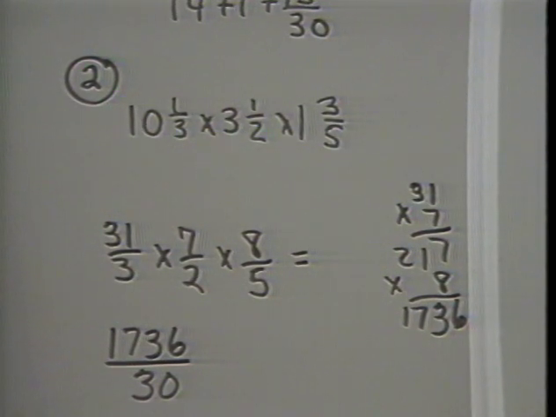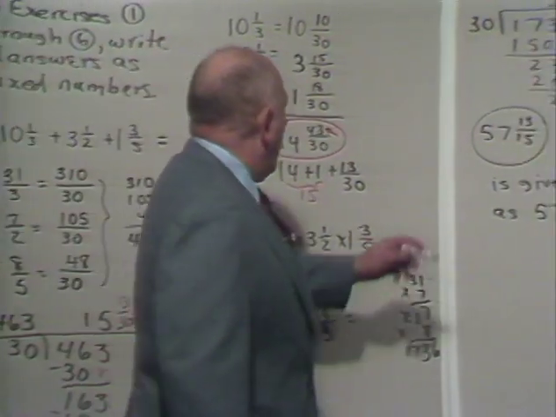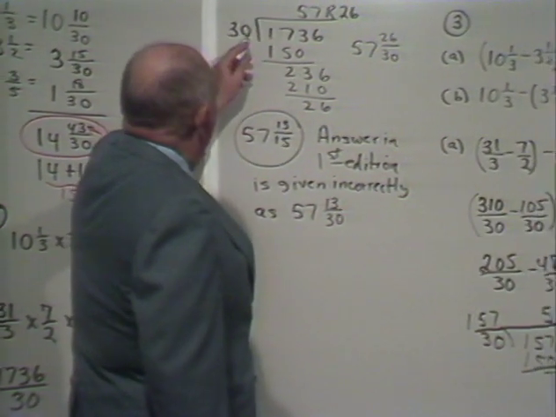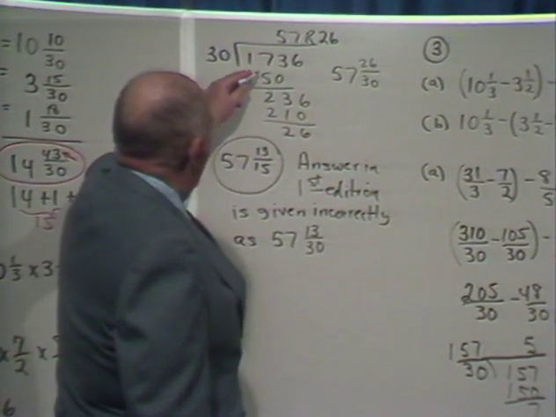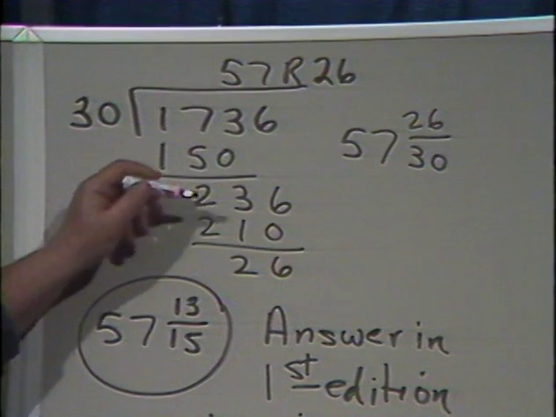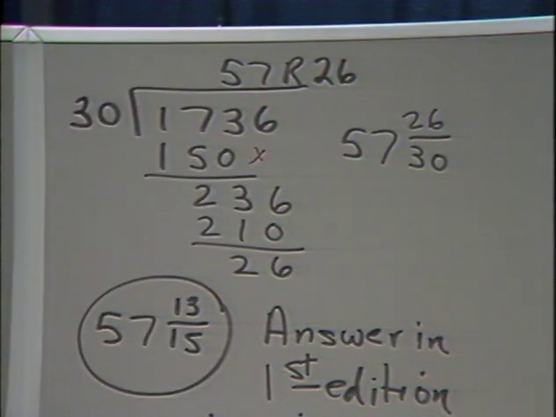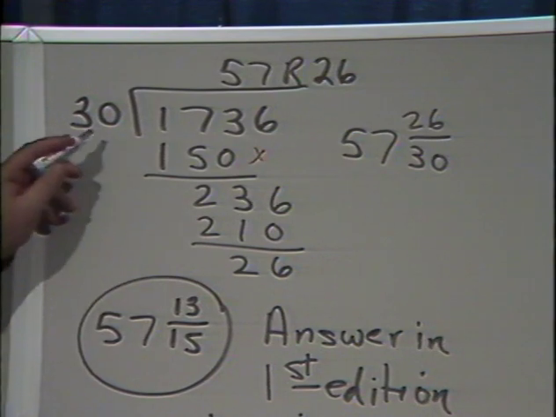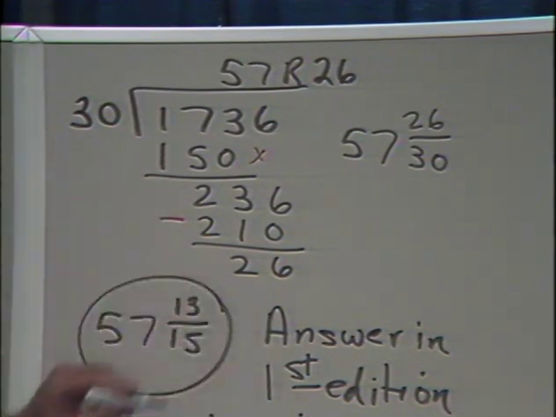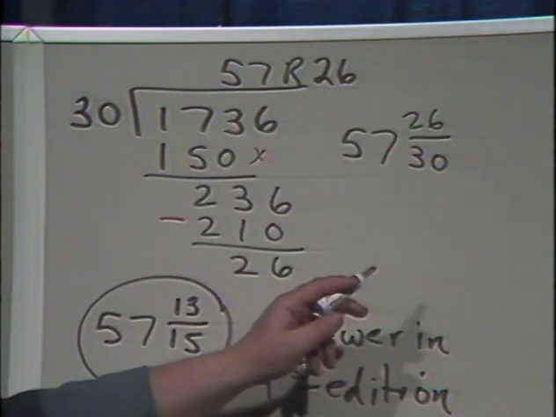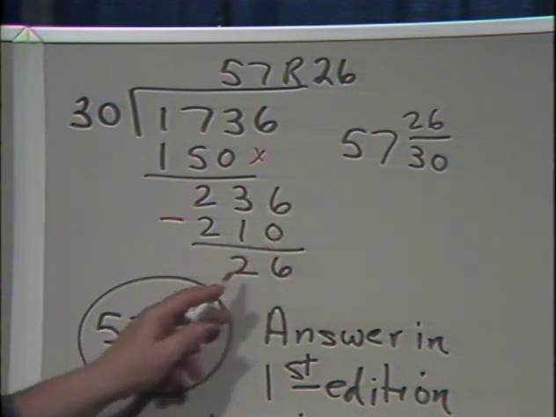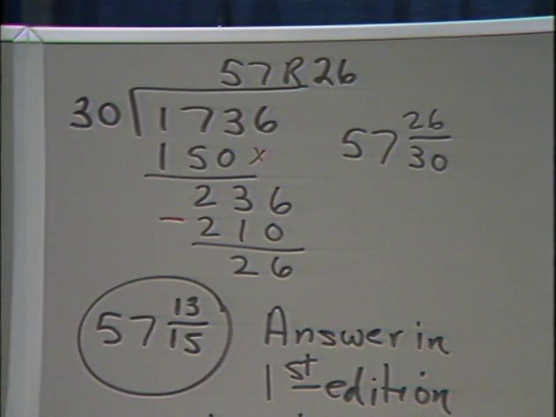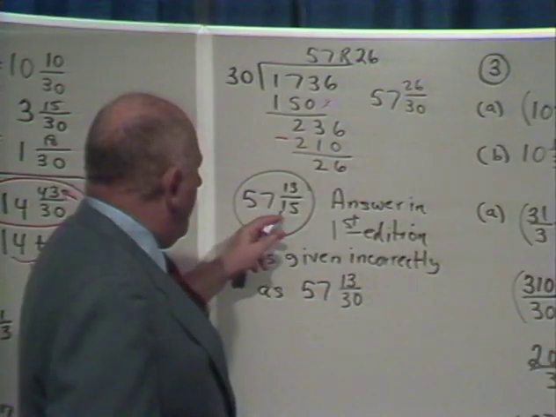And now the final step is what? I've got the answer as a common fraction. I want the answer as a mixed number. So I simply come over here, all right? I divide 30 into 1736. 30 goes into 173 5 times. 150 from 173 is 23. I bring down the 6. 30 goes into 236 7 times. 7 times 30 is 210. I subtract, the remainder is 26. 26 what? 26/30, but in lowest terms, 26/30 is the same as 13/15. So the answer to this problem is 57 and 13/15.